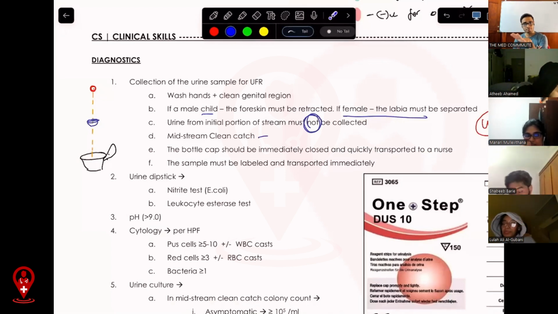So where are we? If it's an adult who is already hospitalized and on a catheter, guys, we will take the catheter specimen. It is good. The catheter sample is good. Take the catheter sample.